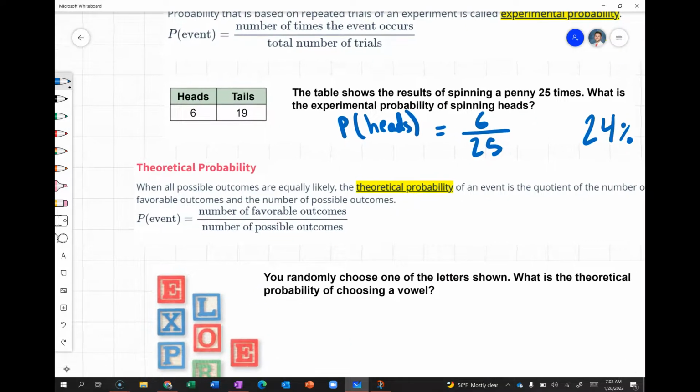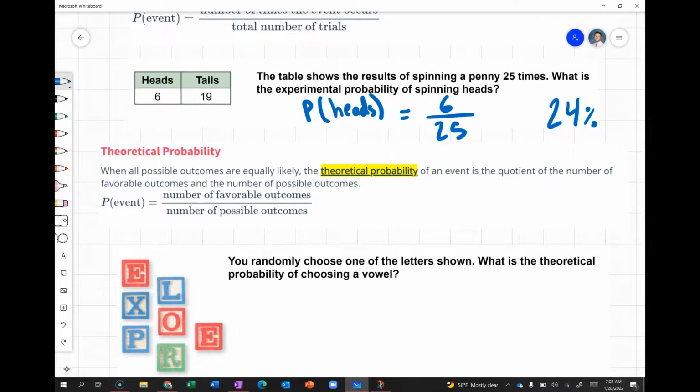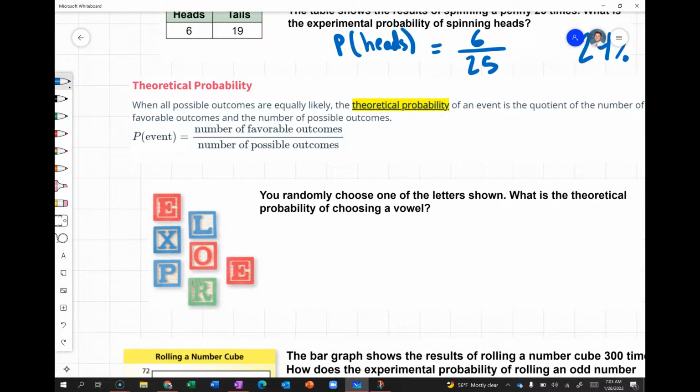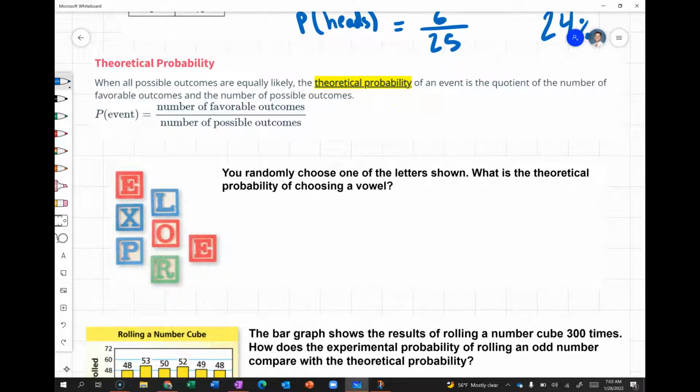Now, looking at our theoretical probability, when all possible outcomes are equally likely, the theoretical probability of an event is the quotient of the number of favorable outcomes and the number of possible outcomes. Okay, so let's look at an example of that. You randomly choose one of the letters shown. So we've got 7 letters here. Each of these letters is equally likely to be drawn. If you're just choosing one of these randomly, they're all equally likely, each of those blocks.